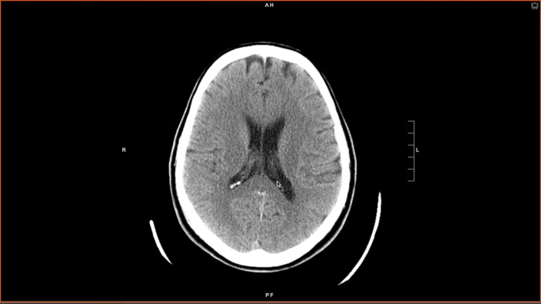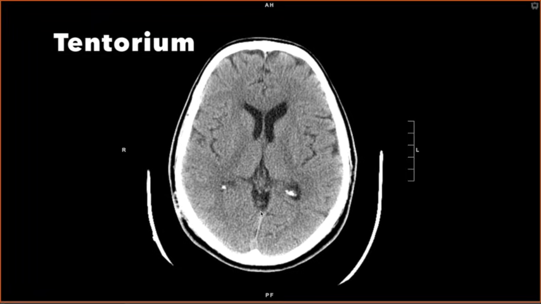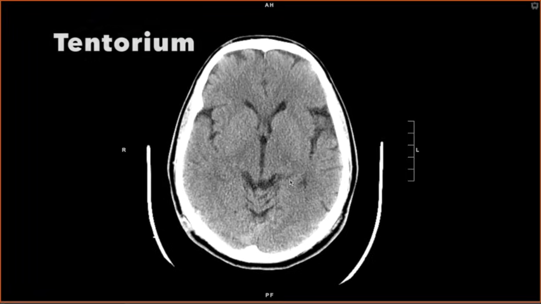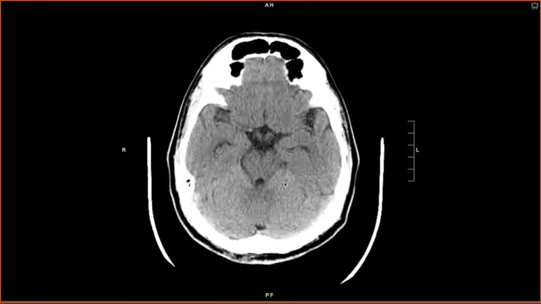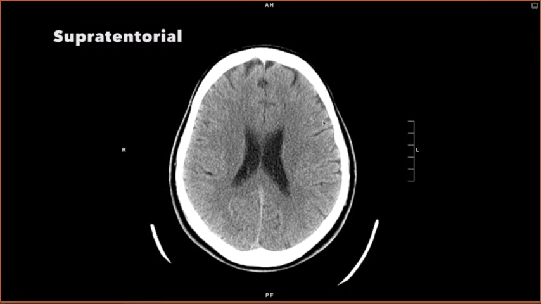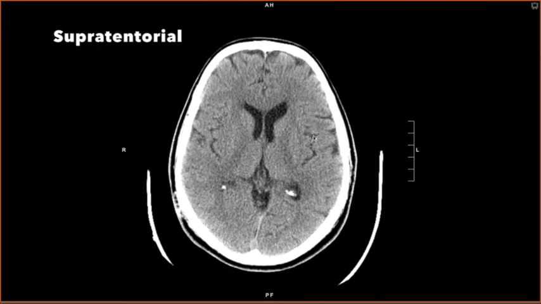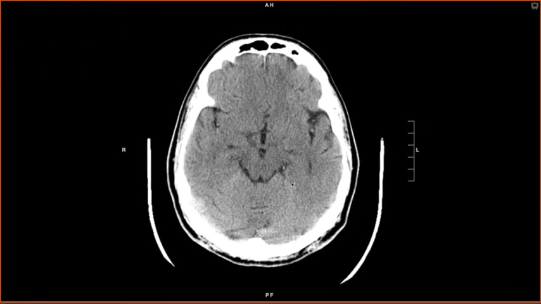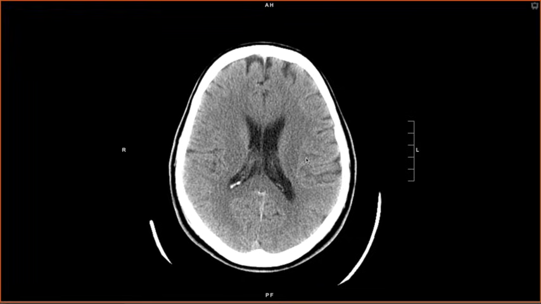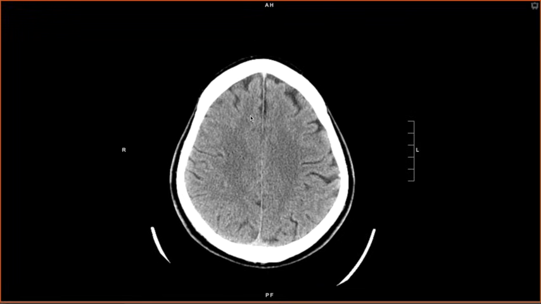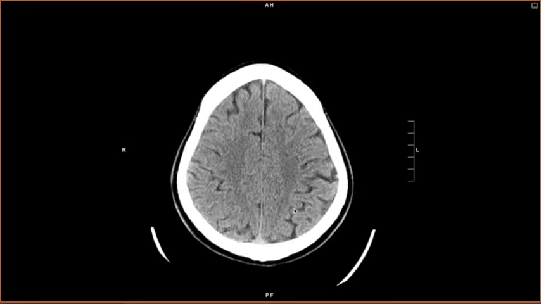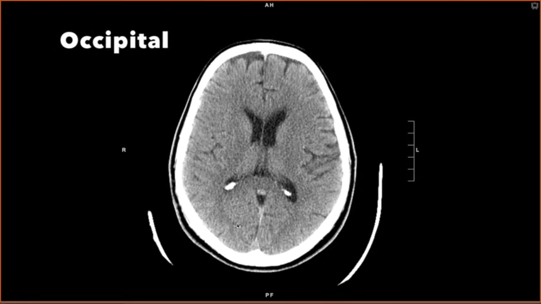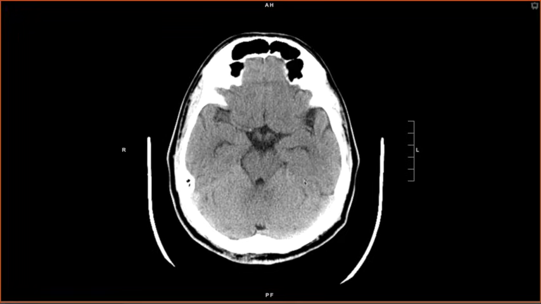As we scroll down, it's continuous with the tentorium, which we can follow down here. The tentorium looks like a tent. Everything above the tentorium is considered supratentorial brain, and everything inferior is considered infratentorial. The supratentorial brain is separated into lobes, which many of you guys know. The frontal lobes here, the parietal lobes back here, the occipital lobes back here, and the temporal lobes over here.